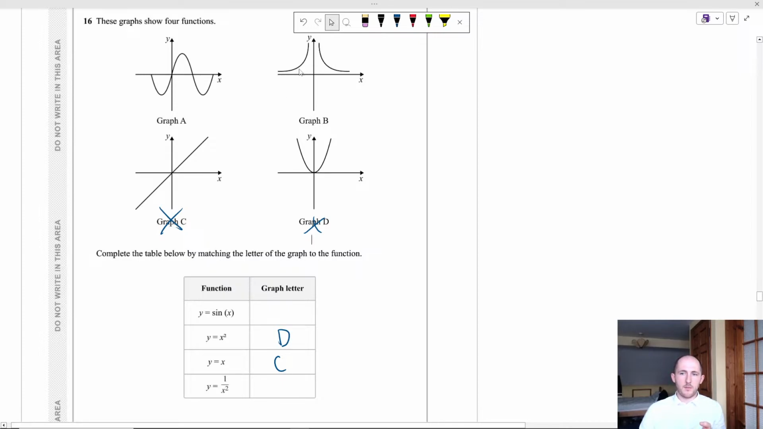Now this one I think would be quite tricky to get. What about this one? Well, that's going to be sine or cos, right? Well, if I look here, sine's the only option, so it must be sine. Therefore, B must be the last one. Okay. Process of elimination.